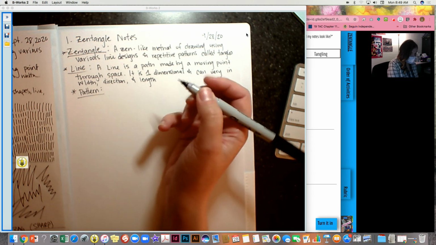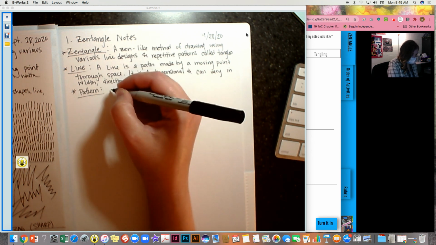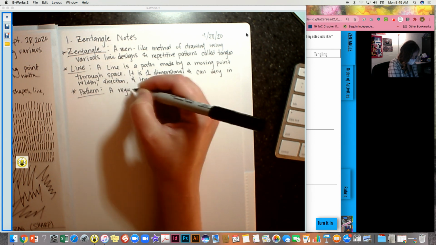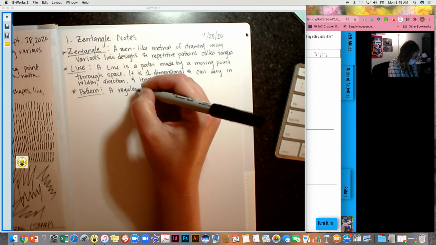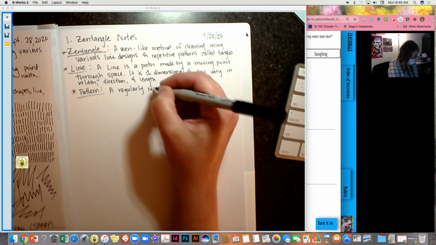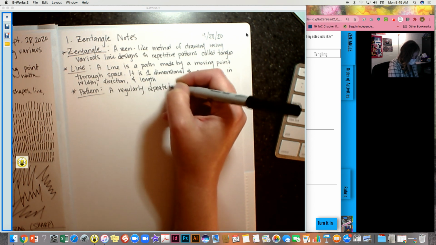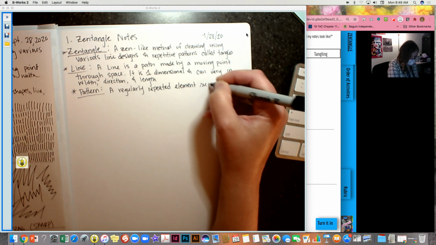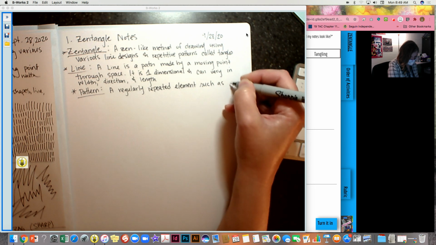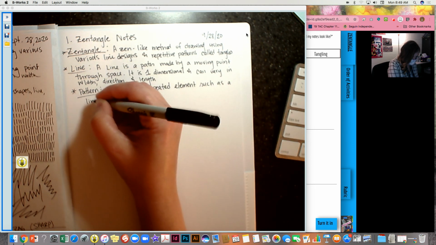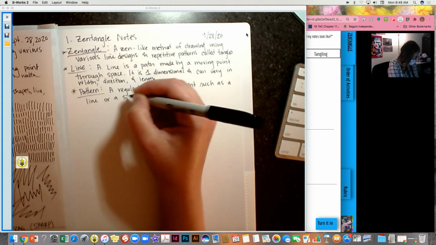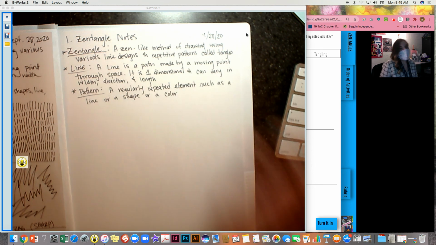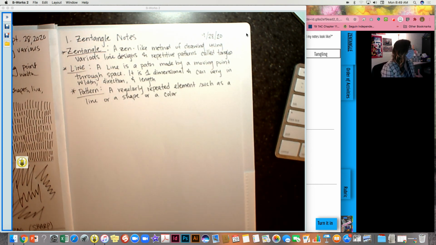Okay, so a pattern is a regularly repeated element such as a line, shape, or a color. Okay? And when I say element, I'm talking about the elements of art.